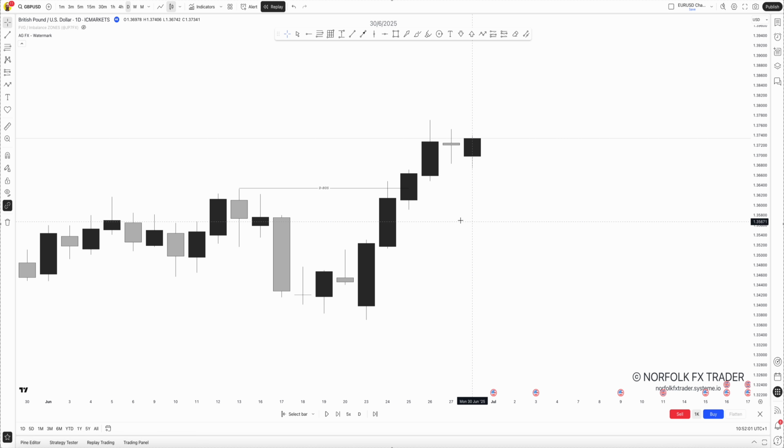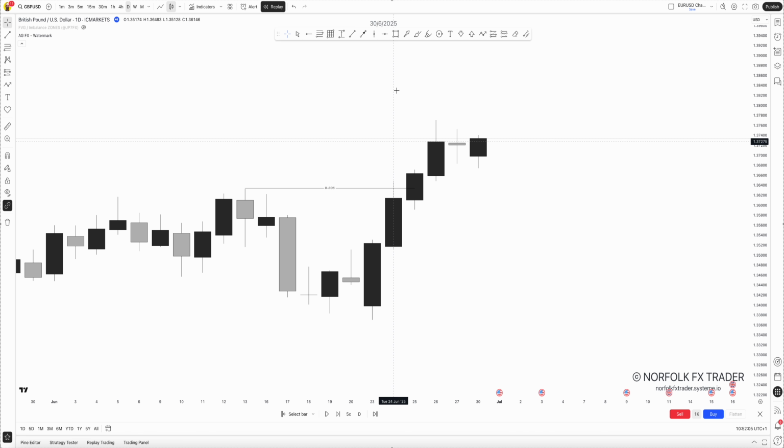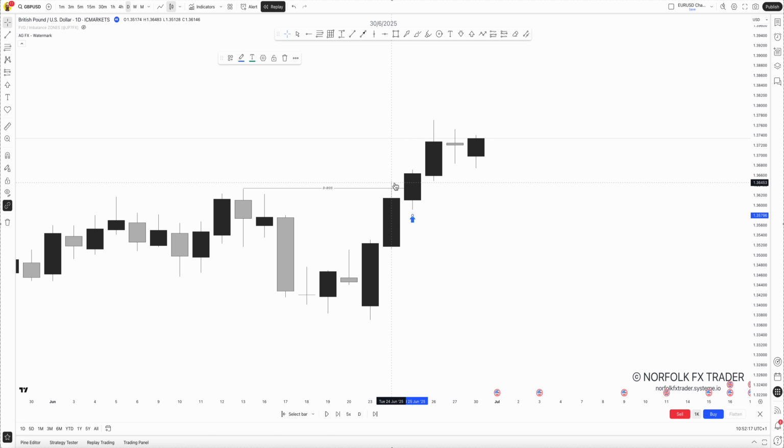So reading a break of structure, a true breakout is only when you see a candle close. So let me mark it off. This candle here is the candle that closes through this previous level. We close through. The one before is just a candle wick. We're not going to use that as a valid break of structure, and you'll see how this works in a 4-hour chart as we go on in this video.